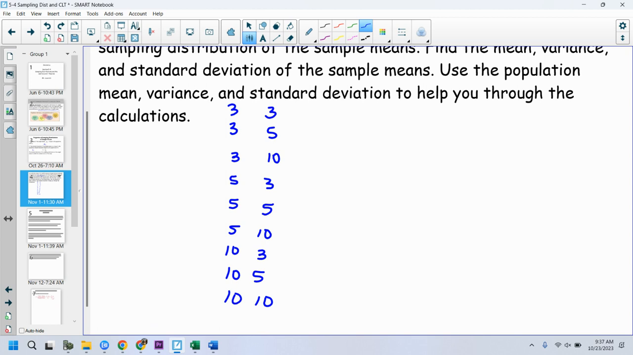Those are all the possible samples of size 2. So 3, 5, and 10 is all of my students of Lake High School. If I'm only going to choose sets of 2 out of this, okay, so let's find mu x bar.